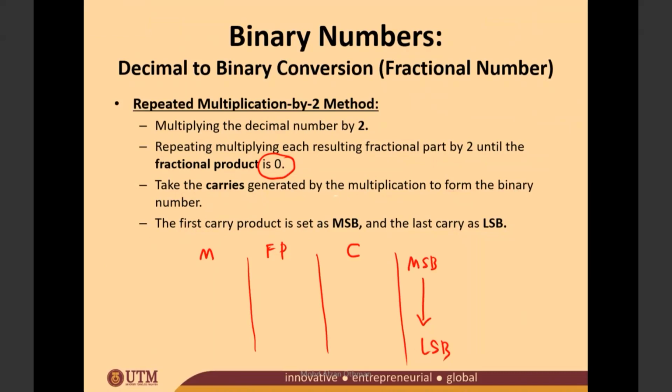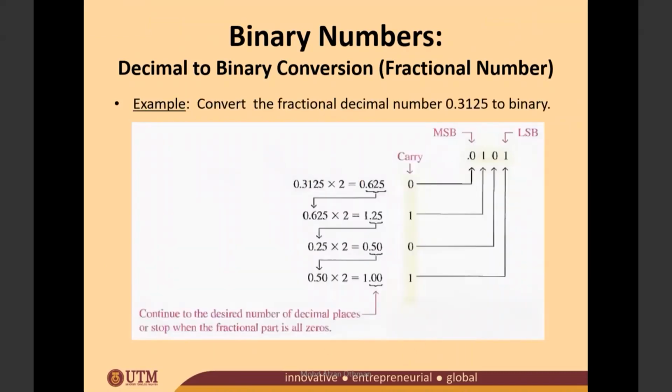Okay, kita tengok contoh. Kamu ada 0.3125. Sekarang ni nak darab dengan nak dapat base 2. Okay, macam mana nak buat? Kita tengok yang cara pertama. Cara pertama, gunakan multiply by 2 method. Cara kedua, kita boleh dapatkan dia punya weightage. Okay, by weightage. So kita tengok cara pertama.